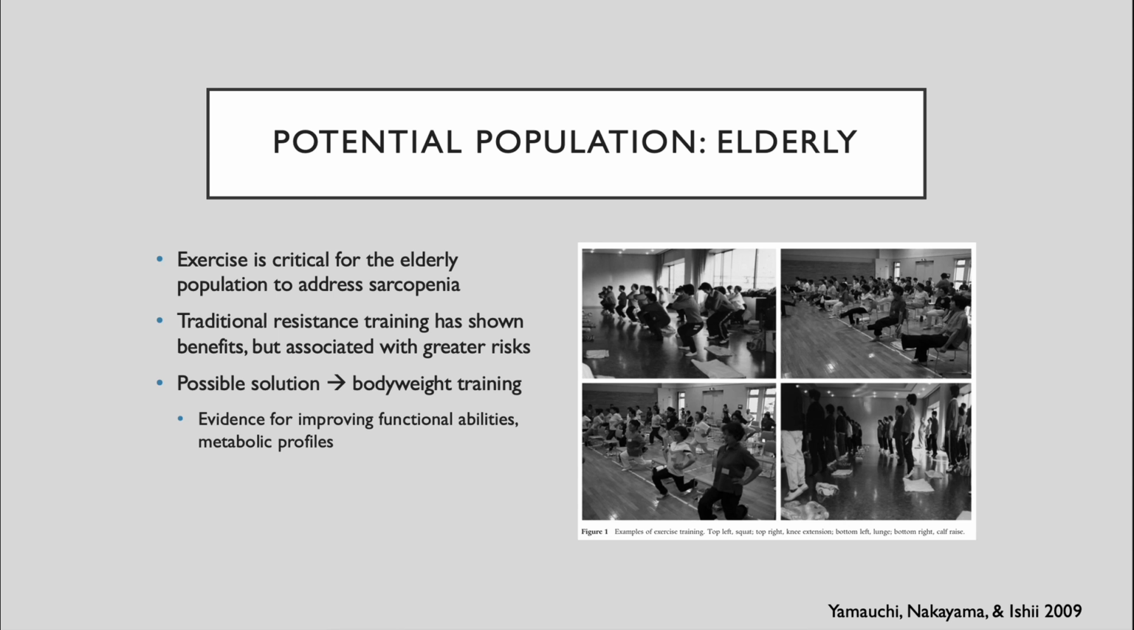So, as a result, resistance training in this population often requires things like specialized equipment and exercise facilities, as well as supervised instruction. And that may not always be practical. So, the possible solution would be bodyweight training, which has been shown to improve both functional abilities as well as metabolic profiles in the elderly population.